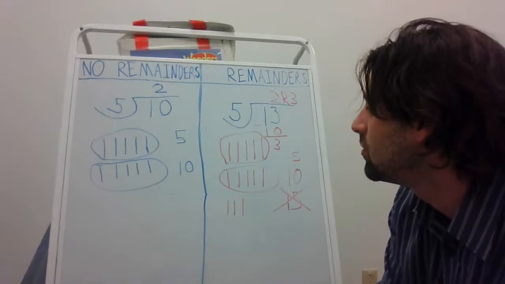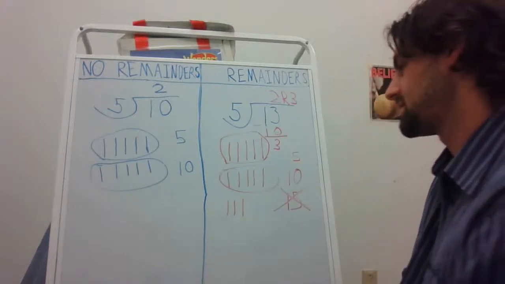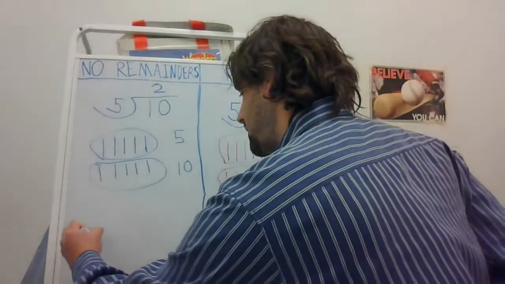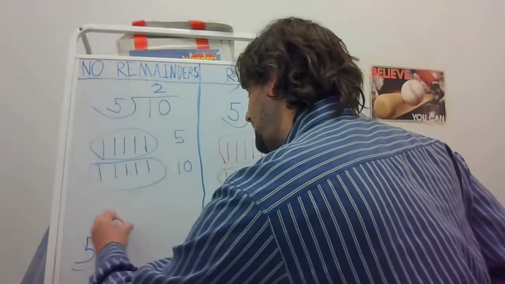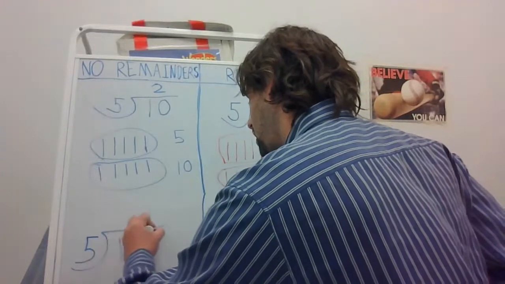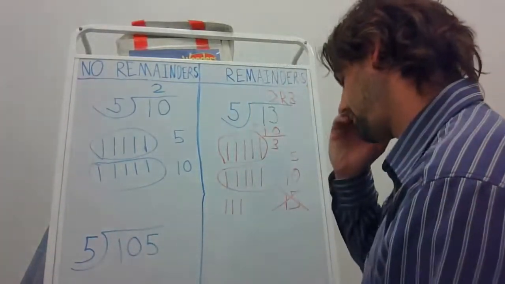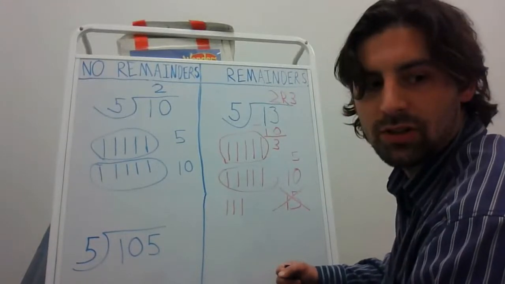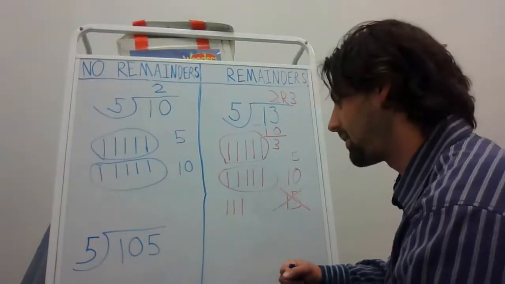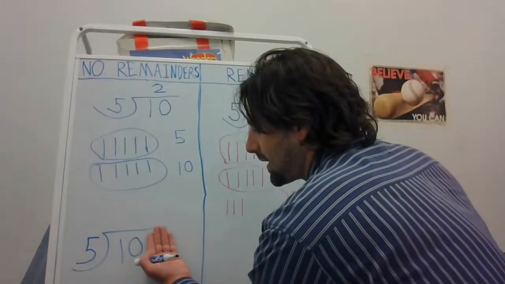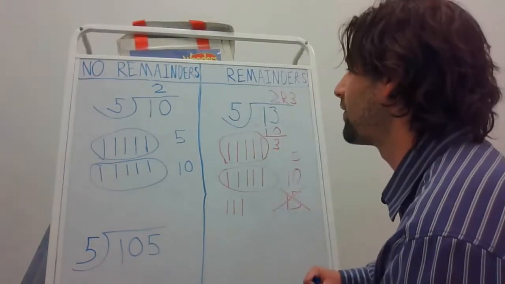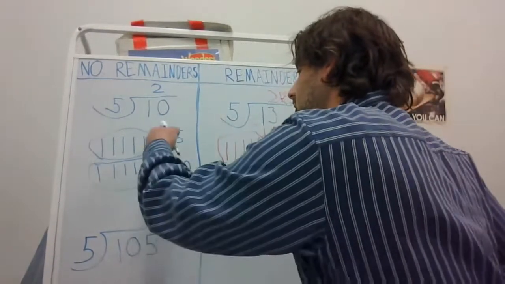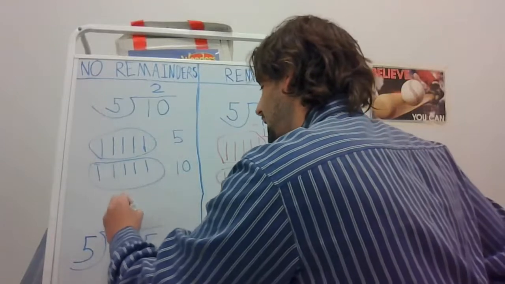Now I am going to do another set of problems here. So let me do the one without the remainder. So now let's say I wanted to do 105 divided by 5. You want to go with the smallest number possible to start dividing by. So I'm going to start out just doing 10 divided by 5, which is what I did up here. As you can see, between my two groups, 10 divided by 5 equals 2.